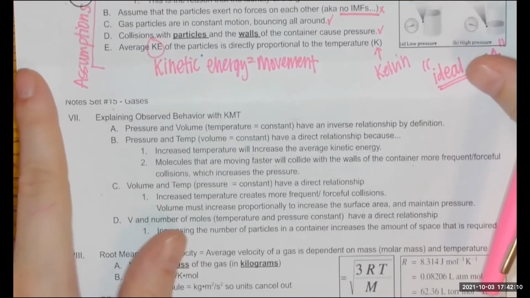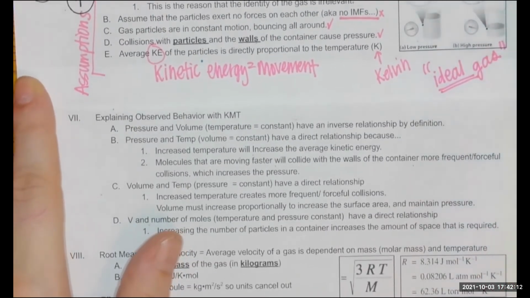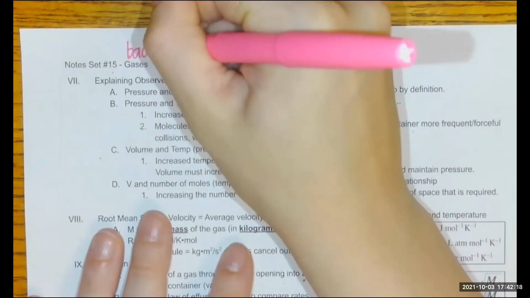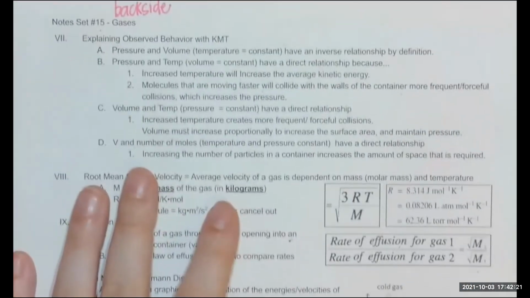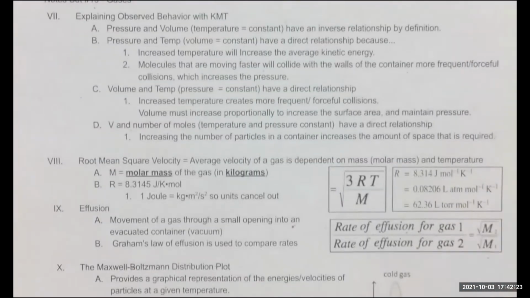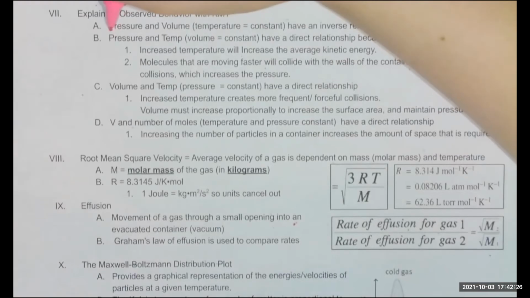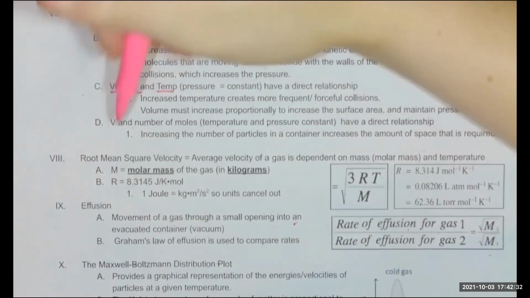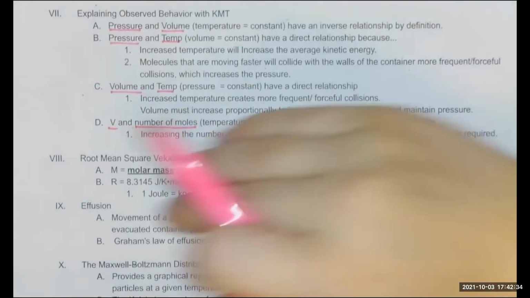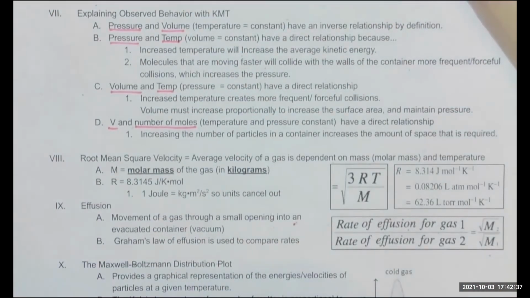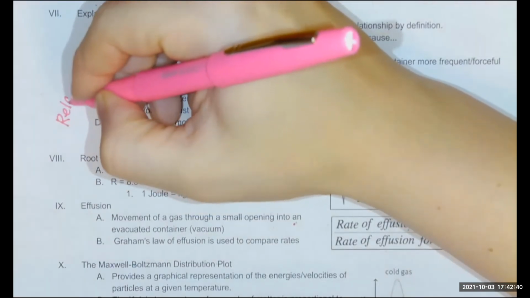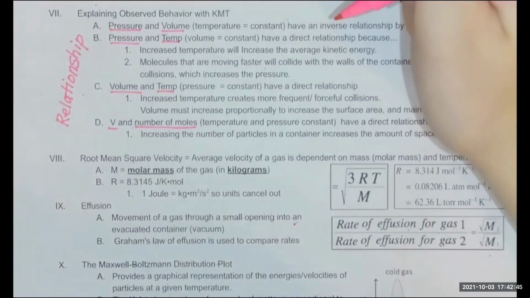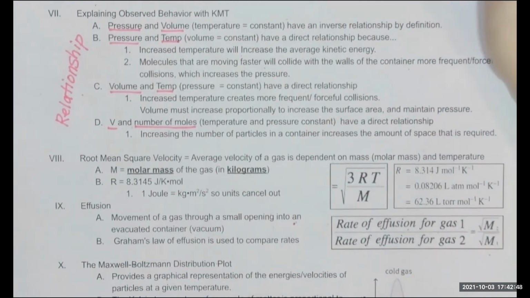Okay, so some of the behaviors that we can explain using KMT, this is the back side of the notes. We already know that pressure and volume, pressure and temperature, volume and temperature, and volume and the number of moles, all of these have relationships. What KMT does is kind of explain what those relationships are and why they work.